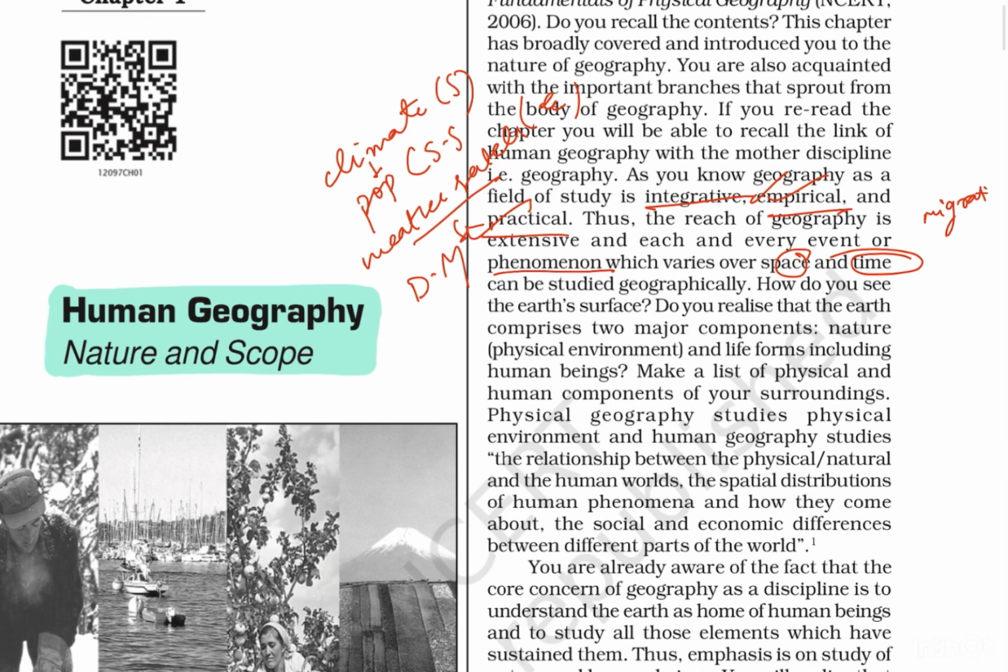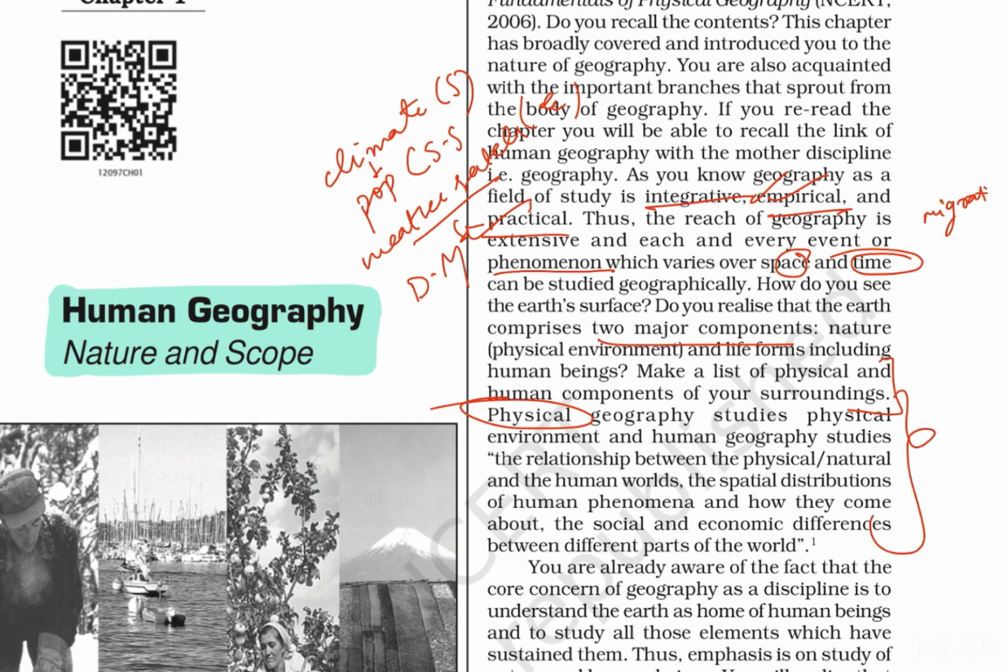Then, how do you see the Earth's surface? Do you realize that the Earth comprises two major components? So the Earth's surface includes two major components. One is the physical environment, physical things like the mountains and rivers, which are all part of nature. And then there are living beings like humans, animals and plants. So the Himalayas are part of nature, while cities like Delhi are human made. Now here they are asking you to observe and differentiate between natural and human made features. For example, physical is your trees, rivers and soil. And when we talk about human components, there are your roads, buildings, vehicles.